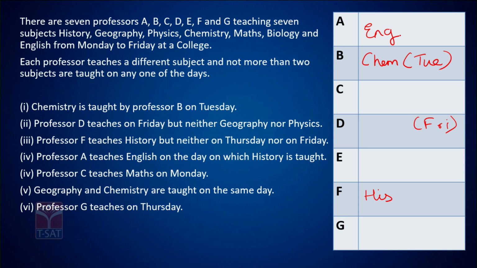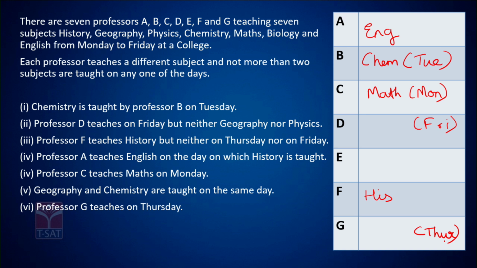Okay, and Professor C teaches maths on Monday. So C teaches math on Monday. And geography and chemistry are taught on the same day. So chemistry is taught on Tuesday, so geography is also taught on Tuesday. Professor G teaches on Thursday. So G teaches on Thursday.